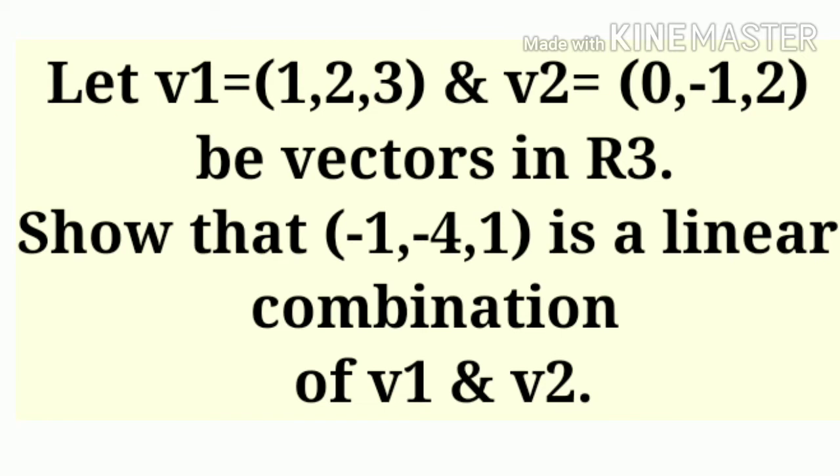We will see an example of linear combination. Let vector v1 is equal to (1, 2, 3) and vector v2 is equal to (0, -1, 2) be vectors in R cube, the set of real numbers in triple order. We have to show that (-1, -4, 1) is a linear combination of vector v1 and vector v2. That is, vector u is equal to (-1, -4, 1) is a linear combination of vector v1 and vector v2.